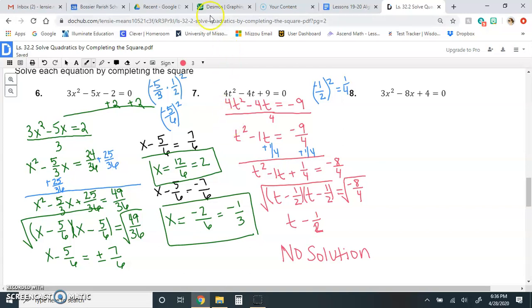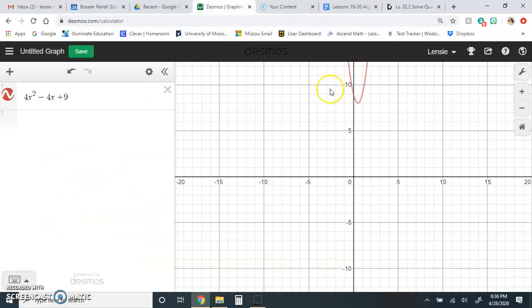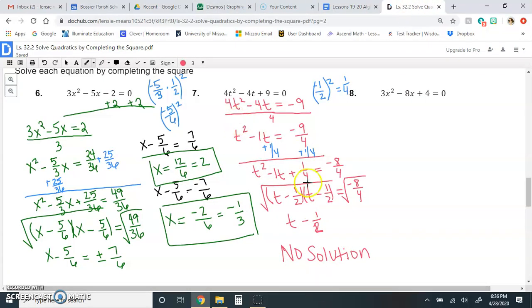So, let's look at Desmos to confirm our answer here. And as you can see, here's my vertex, and this parabola opens upward. So it's not ever going to curve back around and come back down and touch this x-axis. So this is in fact a no solution, and solving by completing the square showed us that pretty easily as soon as we got to square rooting this negative.